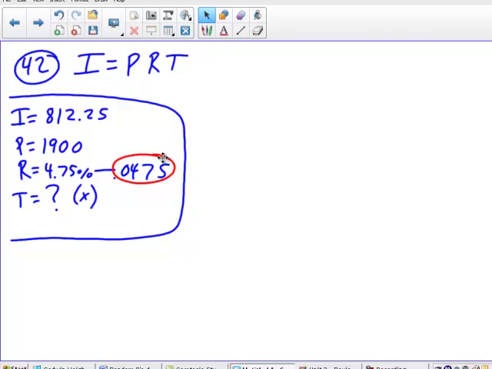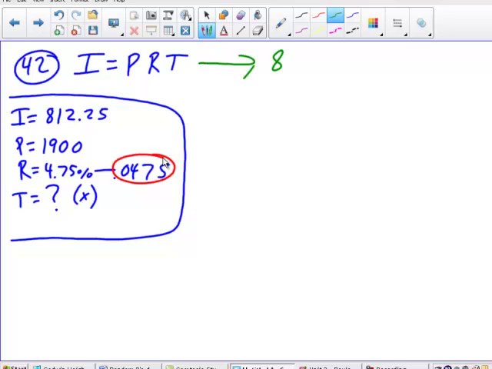So I use the formula up top, and I simply plug in the things that I know. I know that 812.25 is my interest, and I know that P is 1900. I know this is times, by the way. It's multiplication. I know my rate is 0.0475, and I know my time is something that I don't know. So I'm actually going to call it T instead of x. Actually, I'm going to change my mind. We'll call it T just to get more comfortable with things.